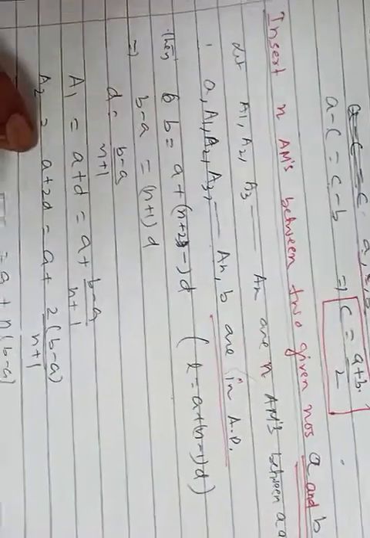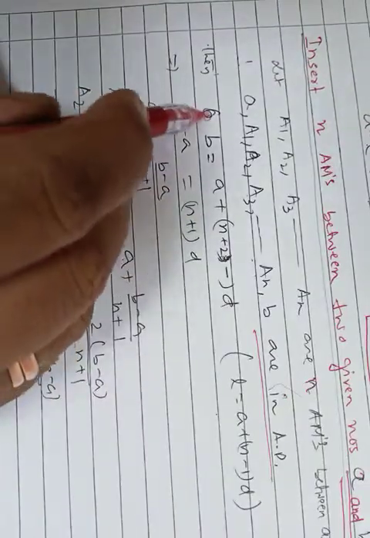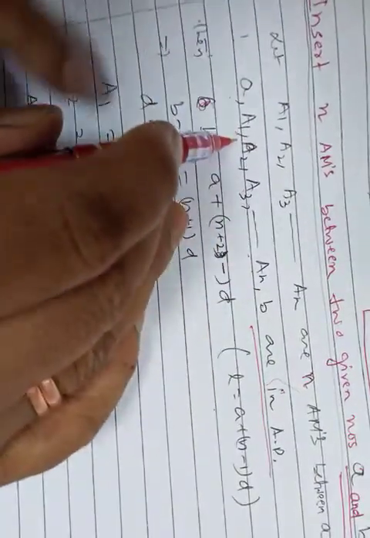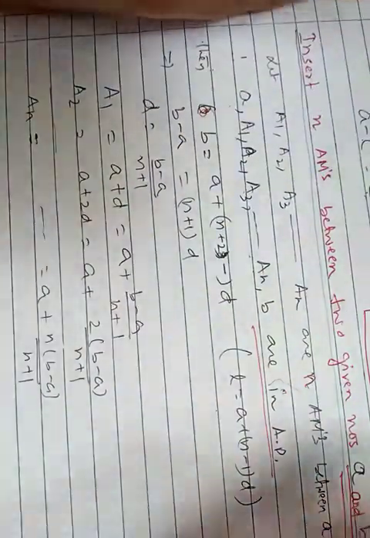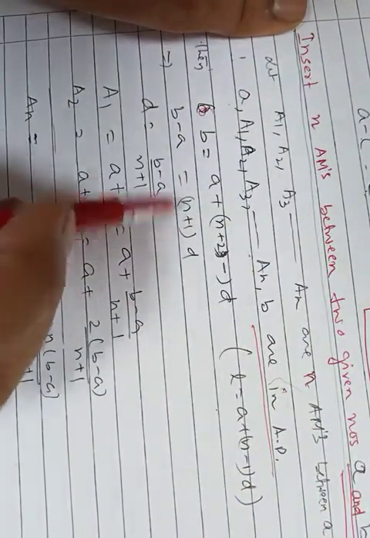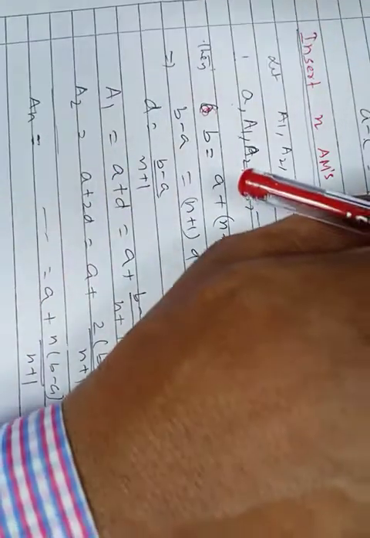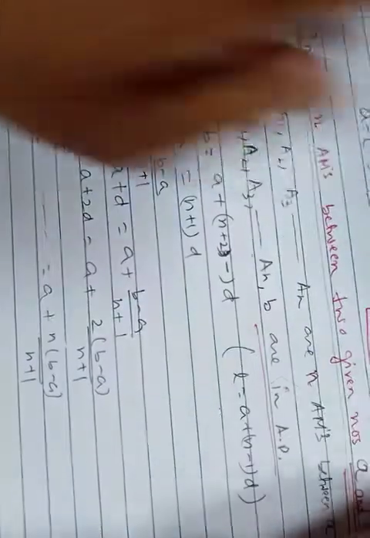Okay. So now we'll find out D. We know the first term, we know the last term. We can get D. Then we get the second term also. A plus D will be the second term, A plus 2D will be the third term, and so on. Okay, so we are going to find D.